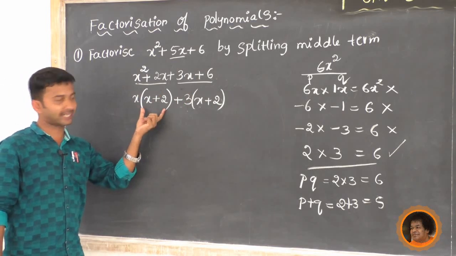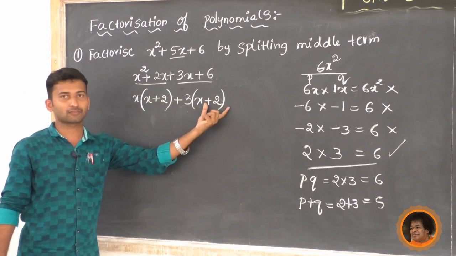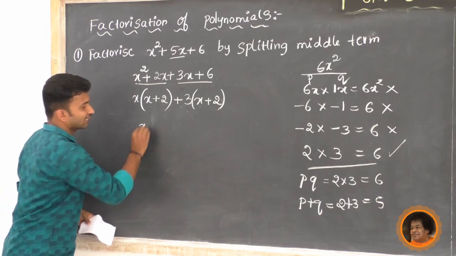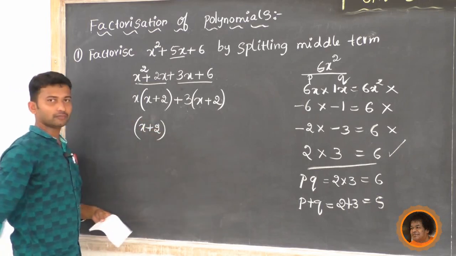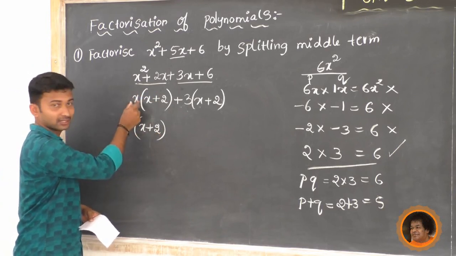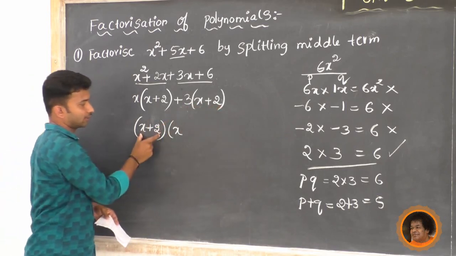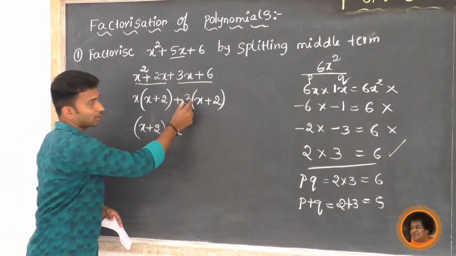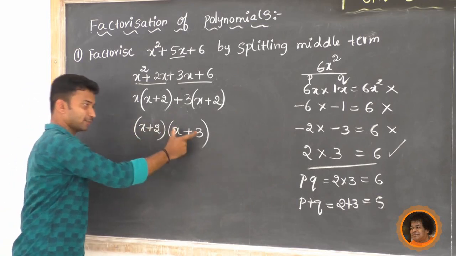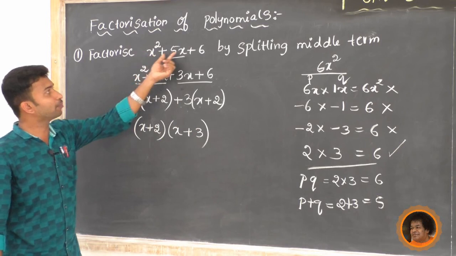Look at the second step. Here x plus 2 is common. Take the common x plus 2 outside. What remains? x is the remaining term. What is the common here? We write x plus 2. What remains? 3. Therefore, x plus 2 and x plus 3 are the factors of x square plus 5x plus 6.